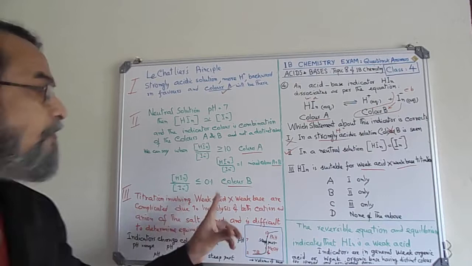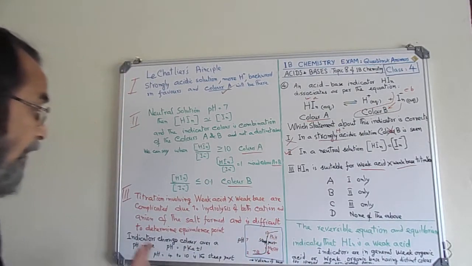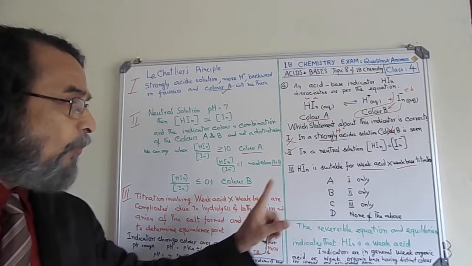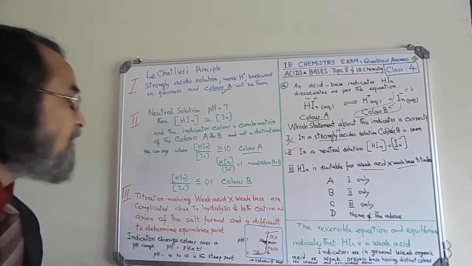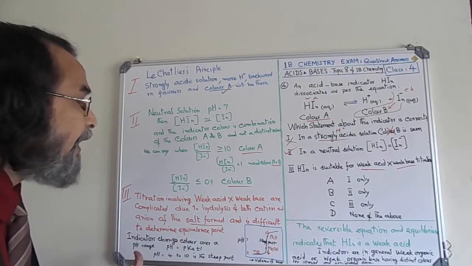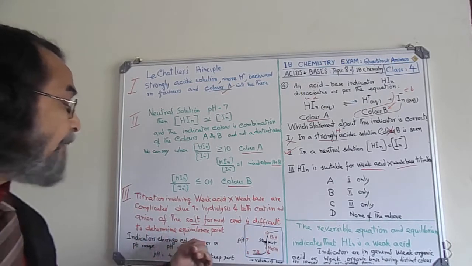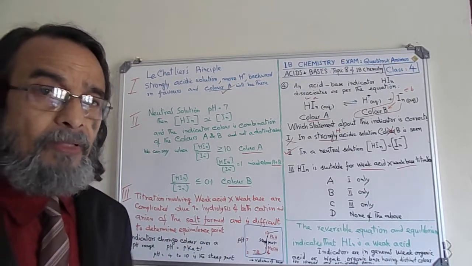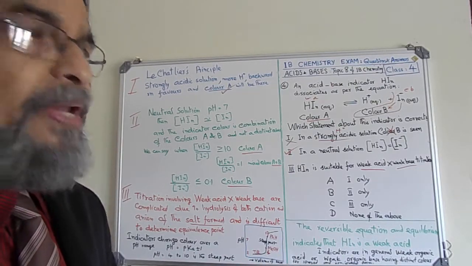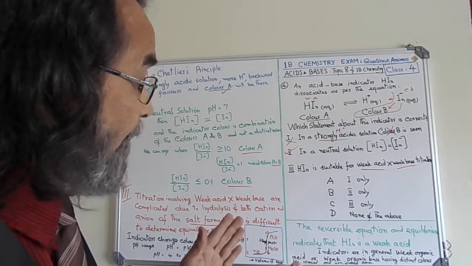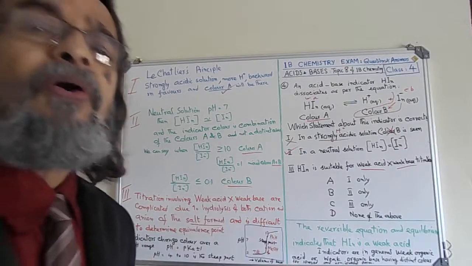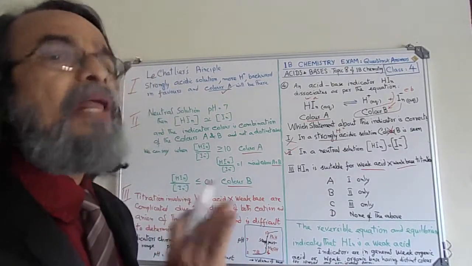The titrations involving weak acid and weak base are complicated. Why? Due to the hydrolysis of both cation and anion of the salt formed. The salt formed will again undergo hydrolysis, and it is difficult to determine the equivalence point. In that situation, the equivalence point cannot be clearly determined. We have only a range of that, a wide range. Sharp endpoint is not obtained, or concordant value is not obtained.